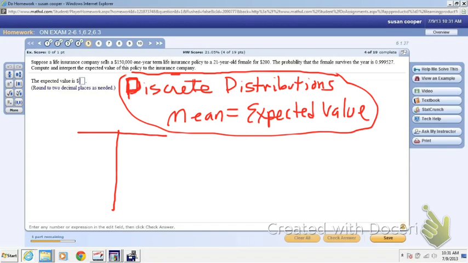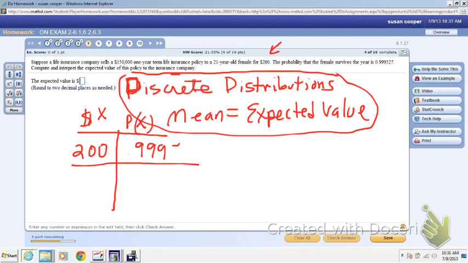Okay, so with problems like this, you always want to think about x, p of x, and in this case it's going to be the profit that you would get from that 21-year-old female, versus the probability that she survives the year. Let's say we're taking this $200 from her. So we're going to get $200 profit as long as she survives the year, and that probability is given. It's kind of a grim thought, but 0.999527. So the probability she survives the year is high, and that would be the profit.